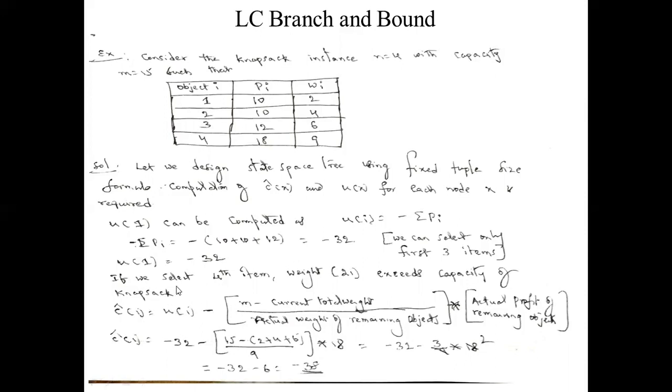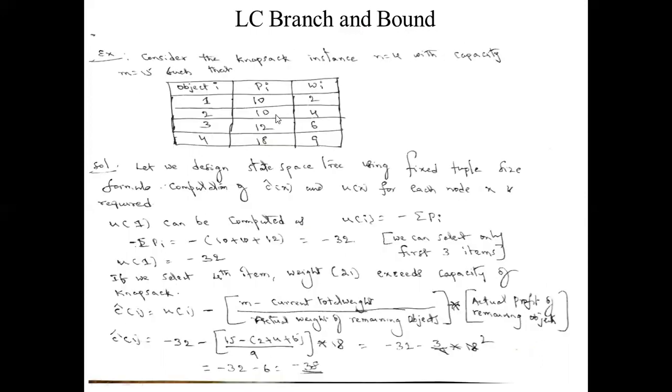Now involve this upper bound in the cost calculation. Very simple. The cost calculation equation is the upper bound of the respective node minus, m the total knapsack capacity minus the total weight of the selected elements, divided by the actual weight of the remaining element, into the actual profit of the remaining element. We are just subtracting this entire term from the upper bound. The upper bound is calculated by summation of the profits of all the selected elements.